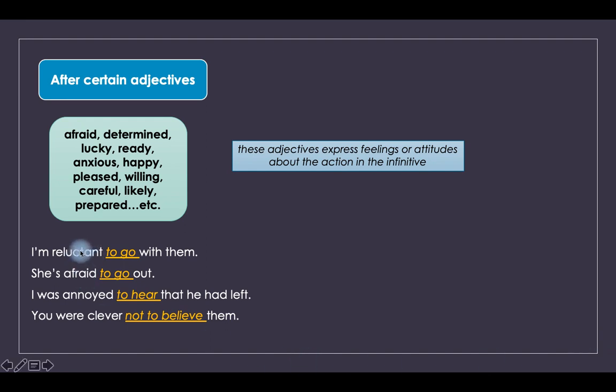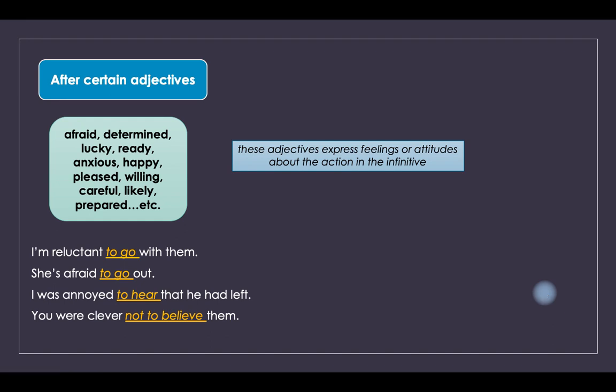So the adjective is followed by the infinitive form. She's afraid to go out. Dışarı çıkmaktan korkuyor. I was annoyed to hear that he had left. Onun ayrılmasını duyunca kızdım. I was annoyed. Üzüldüm, kızdım. Something like that.